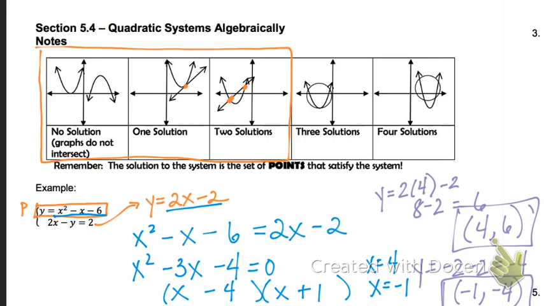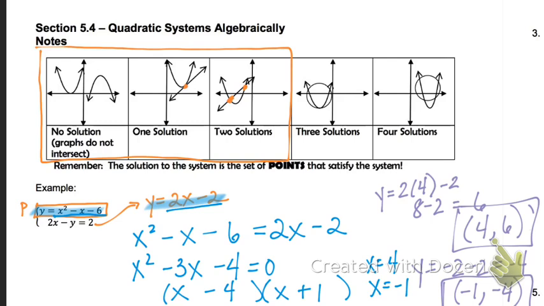Now, if you wanted to check your answer on the calculator, you could graph both of these as two separate equations, like y1, y2, or function 1, function 2, and then you could find the intersection between the two.